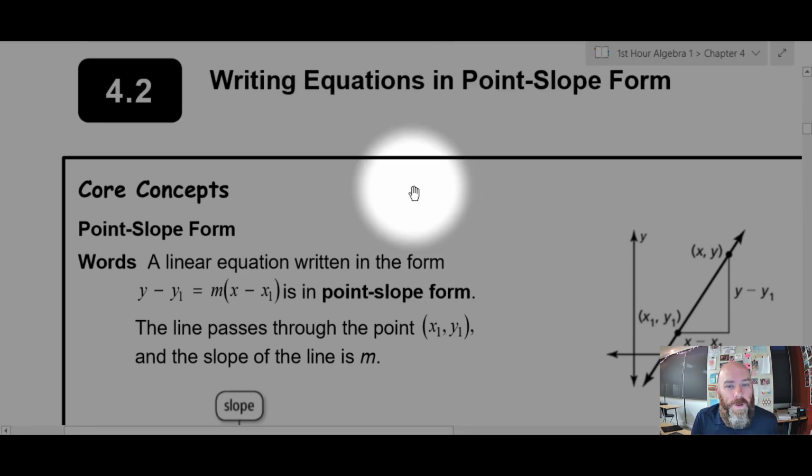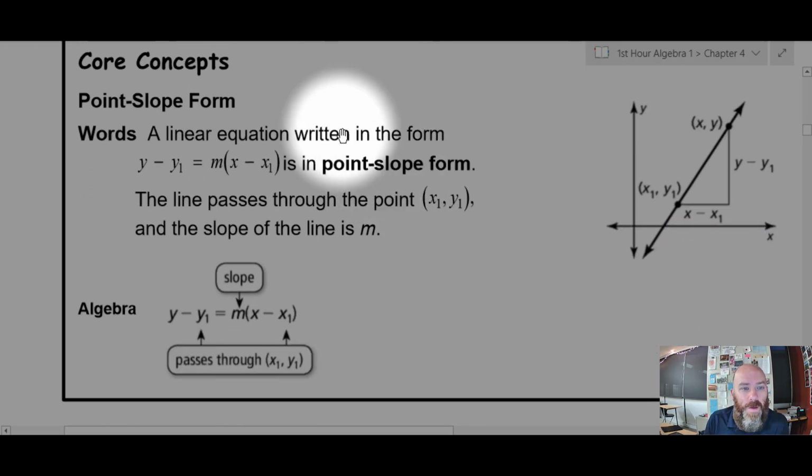Alright, so today we're going to do our 4.2 notes, the first part of them, which is writing equations in point-slope form. So right here is our point-slope form: y minus y1 equals m times x minus x1.